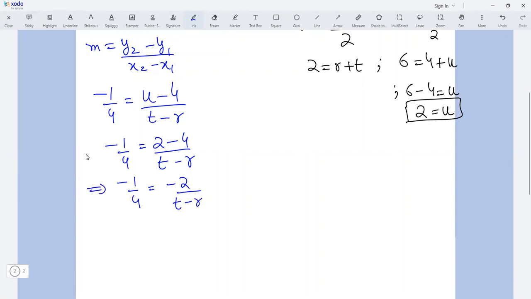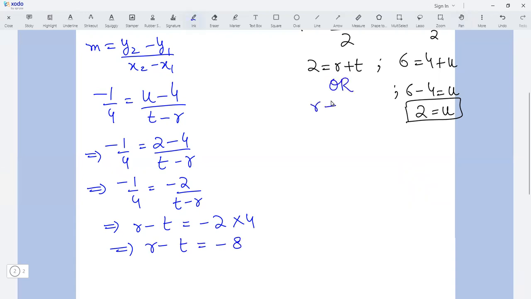So now cross multiply. After cross multiplying, negative 1 will be multiplied with t minus r. Both of the signs will be changed: r becomes positive and t becomes negative. So negative 2 times 4 gives the result r minus t equals negative 8. So we have the two equations: one is r plus t equals 2, and the other one is r minus t equals negative 8.